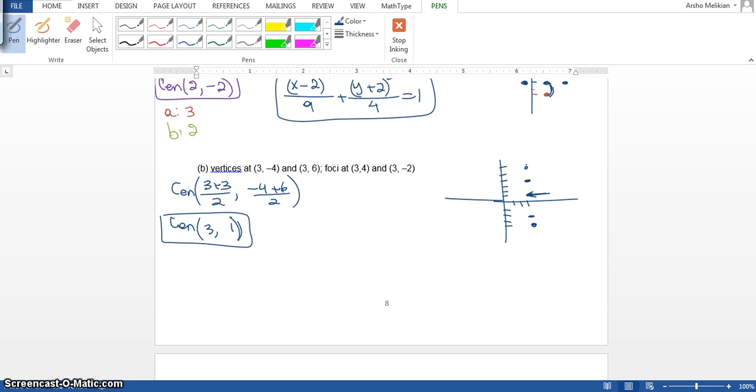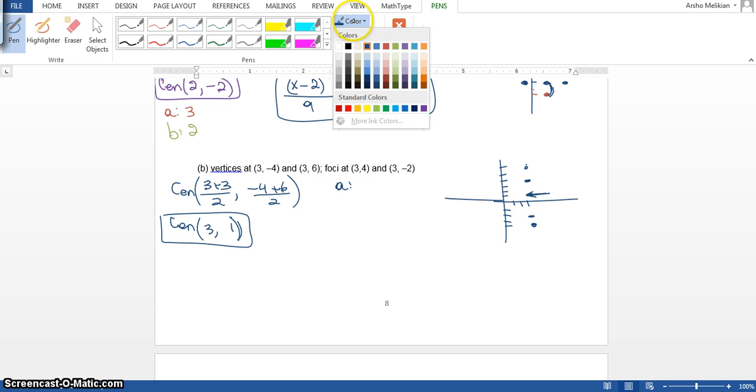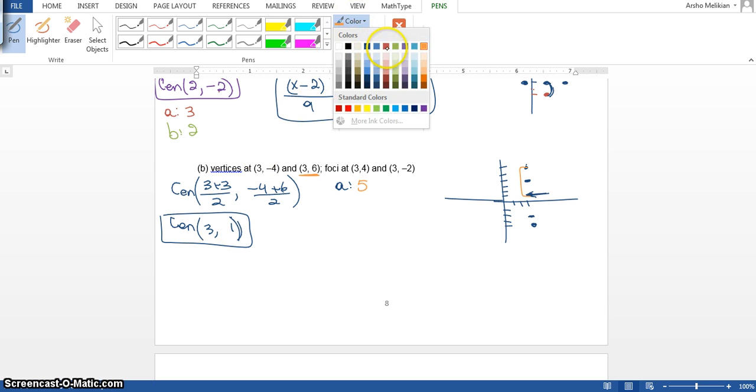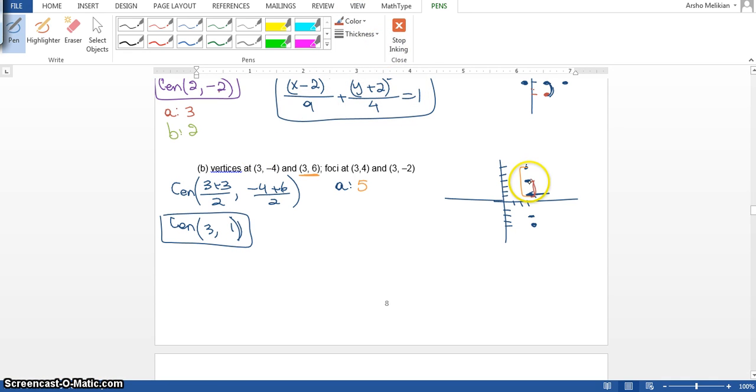What next? I need a and I need b. What is a? a is the distance from the center to the vertex. From the center to one of the vertices, it's 5. From the center to one of the foci is how many units? 3. That is my c. And now I can easily find b.